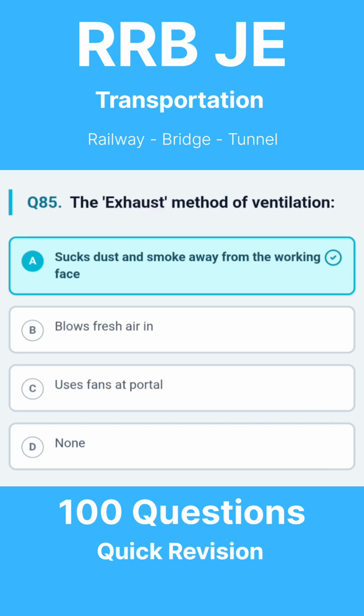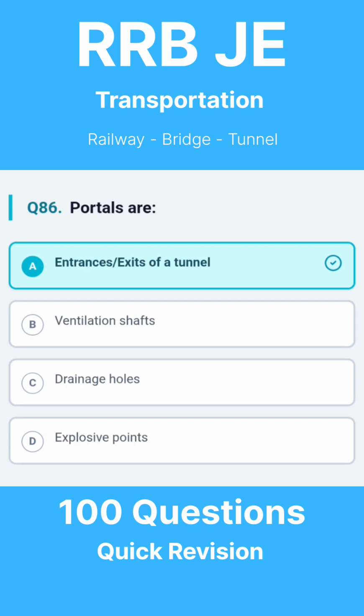Question 85. The exhaust method of ventilation? The correct answer is sucks dust and smoke away from the working face. Question 86. Portals are? The correct answer is entrances/exits of a tunnel.